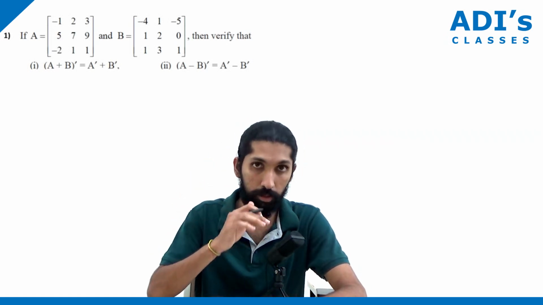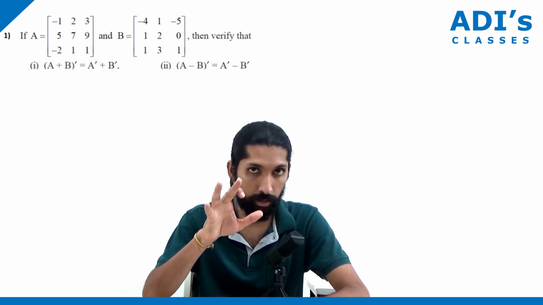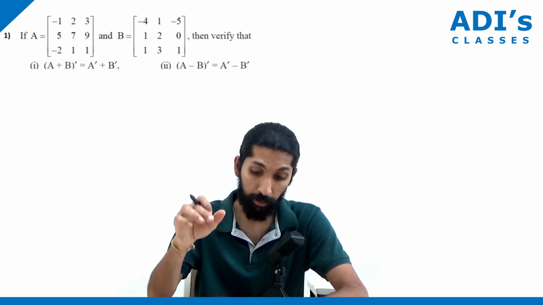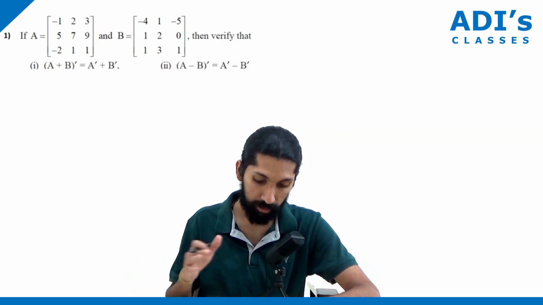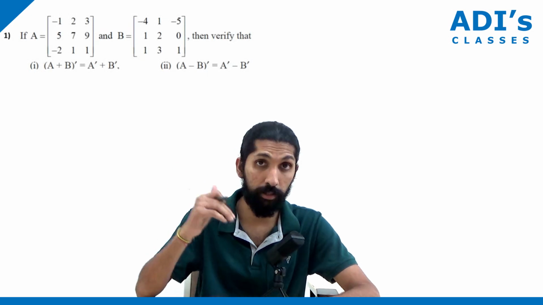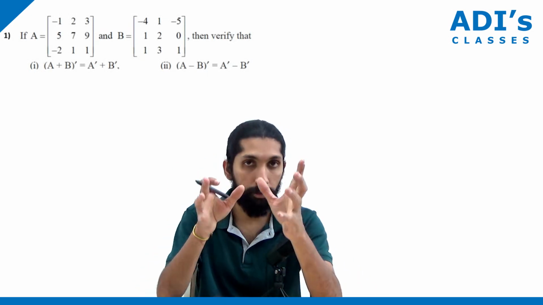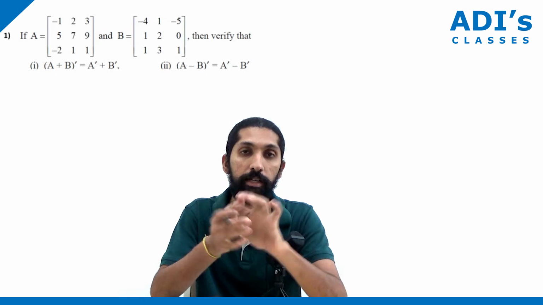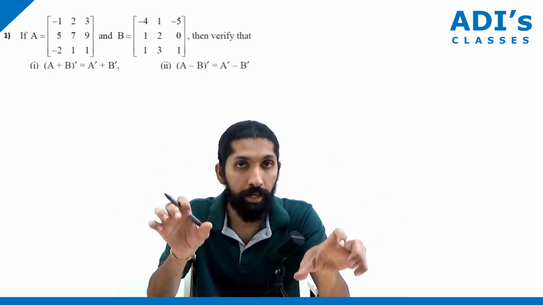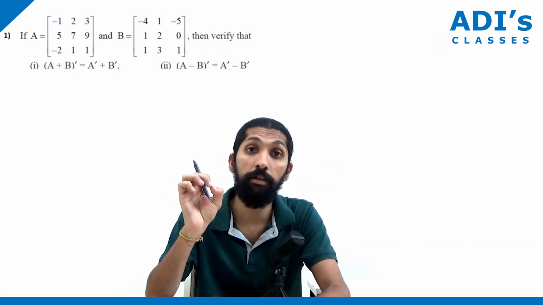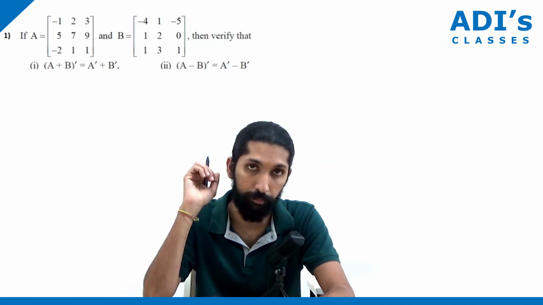If A is equal to this much, B is equal to this much. You know it's a 3 cross 3 matrix. Verify that (A plus B) whole transpose is A transpose plus B transpose, and similarly the second one. So what you need to do in these kinds of problems, take the LHS separately, take the RHS separately, and at the end you prove both of them are equal.